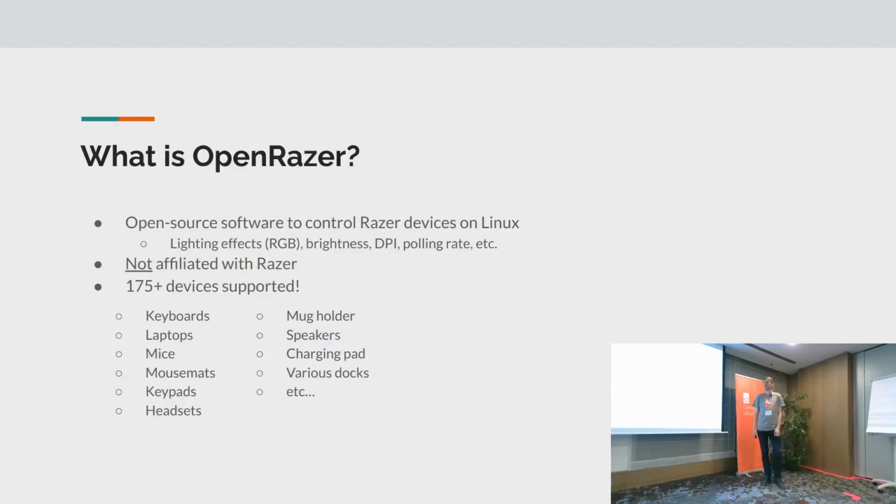So what is OpenRazor? In short, it's a collection of software that enables the control of Razer devices on Linux. This includes mouse docks, keyboards, laptops, mice, mouse mats, headsets, mug holders, so many different categories, also weird Thunderbolt docks and screens, all the different weird devices that Razer produces or makes in collaboration with other companies. With over 175 devices supported, there's really a giant number. And Razer is pumping out devices non-stop, so we always get new issues for new devices. It's probably never going to be complete.